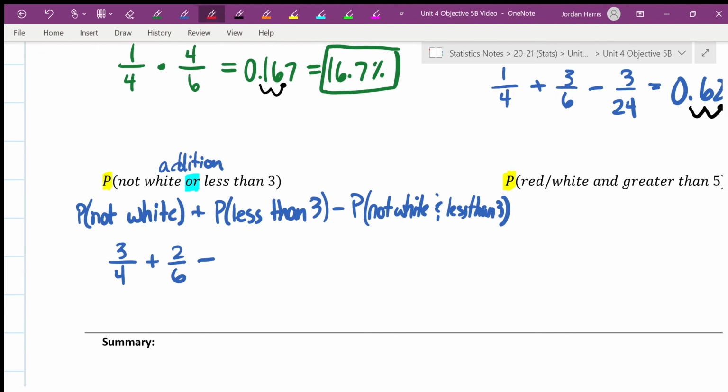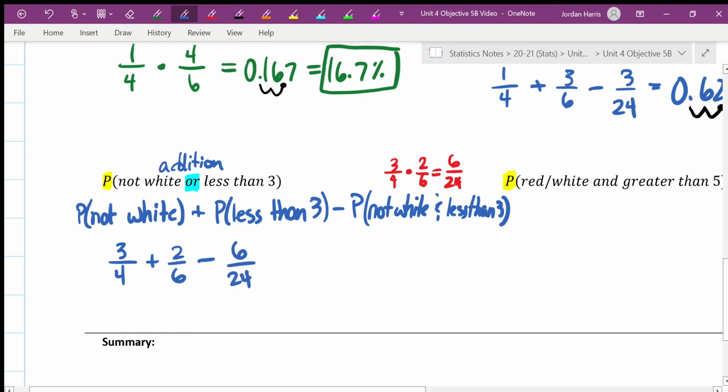So in this case, it's kind of hard to think, all right, how many times does not white appear and a number less than 3? But remember, and we can multiply. So 3/4 times 2/6. Just multiply the top, 6, multiply the bottom, 24. I'm not simplifying because I'm not getting a common denominator. We're using calculators. Use your calculator.